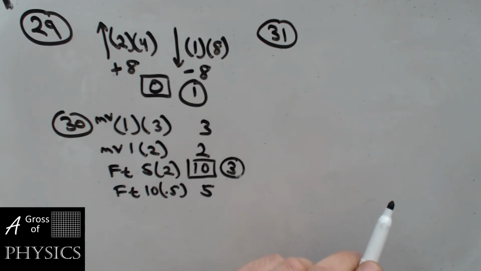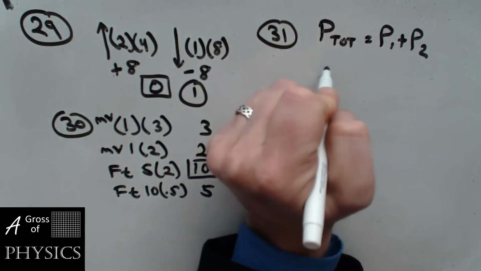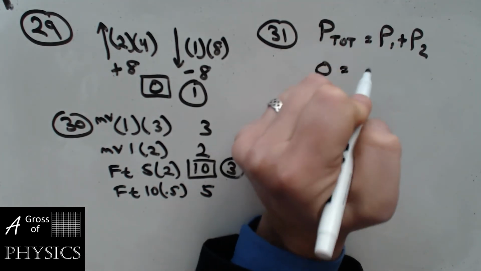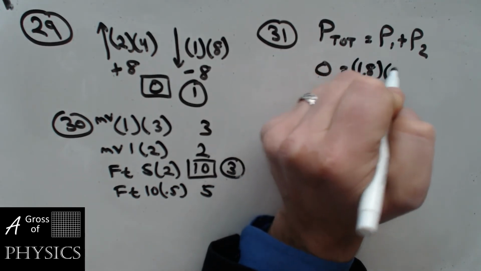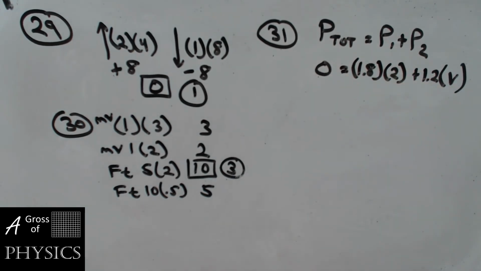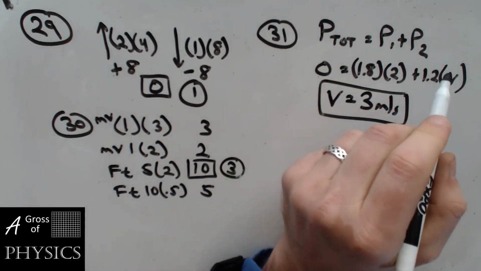All right, we have a spring holding blocks together, and we're going to have motion to the right and left. So this is conservation of momentum. P total equals P1 plus P2, 0 before they start. The 1.8 moves at 2, and the 1.2 moves at, I don't know, let's find out. 1.8 times 2 divided by 1.2, and that's going to be 3 meters per second. Choice 3.